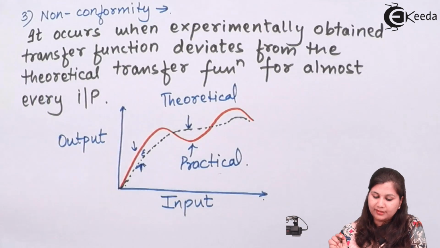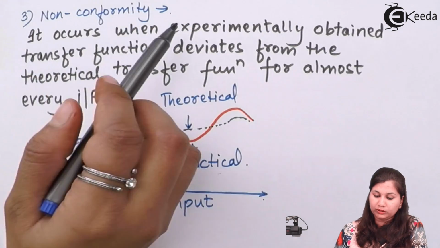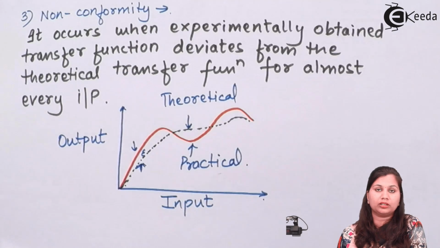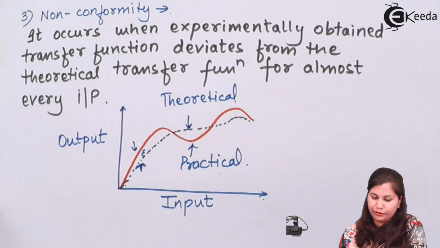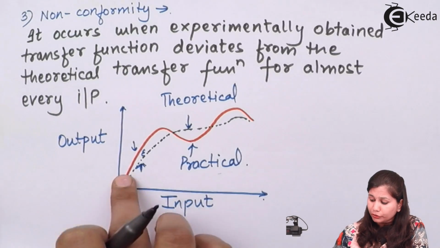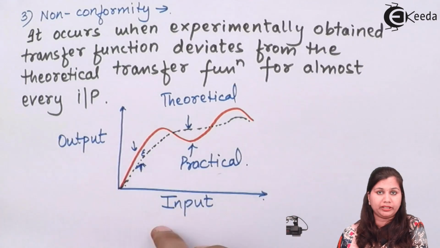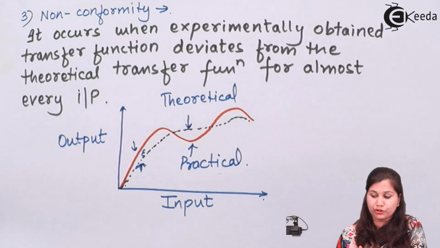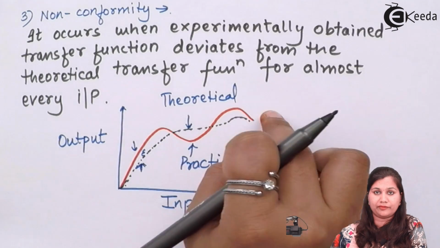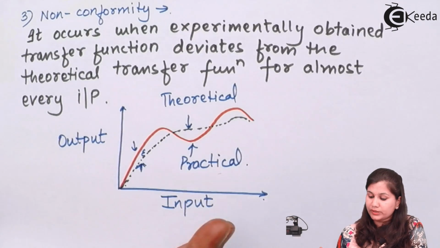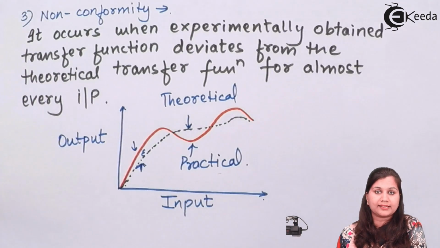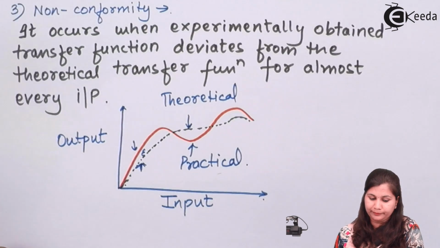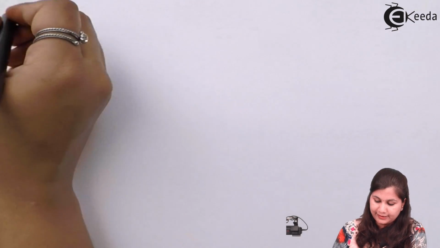In special cases, this non-conformity error is called non-linearity or non-linear distortion. Whenever the theoretical relationship between input and output is linear and the practical curve deviates from that, then we call the error non-linearity or non-linear distortion. The next type of error is hysteresis.